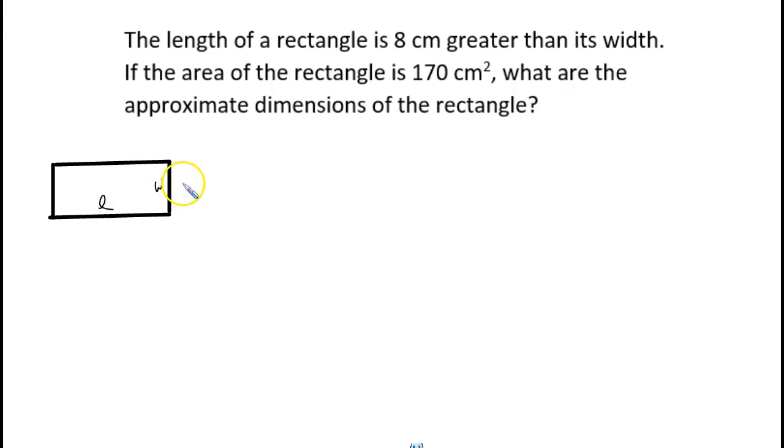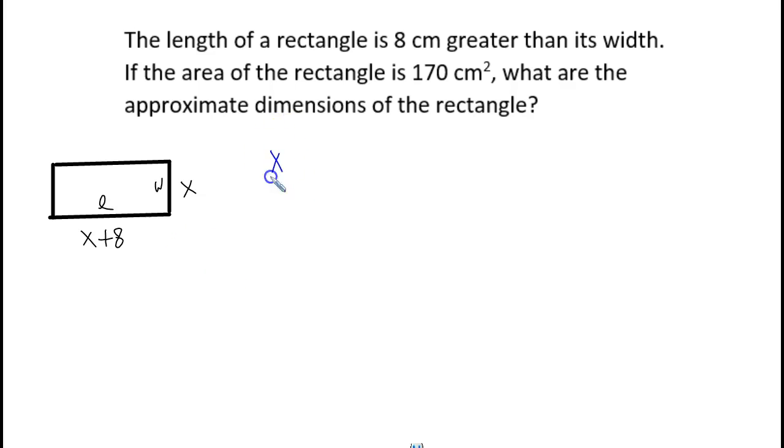So if I let x be my width, you could use w, you could use any variable you want, but I'll use x. If I let x be my width, then length has to be 8 more than that. Okay. Now, how do you find the area of a rectangle? You multiply the length times the width. You multiply these two numbers together. Well, this time they're not numbers, they're algebraic expressions. So we're going to multiply them together.